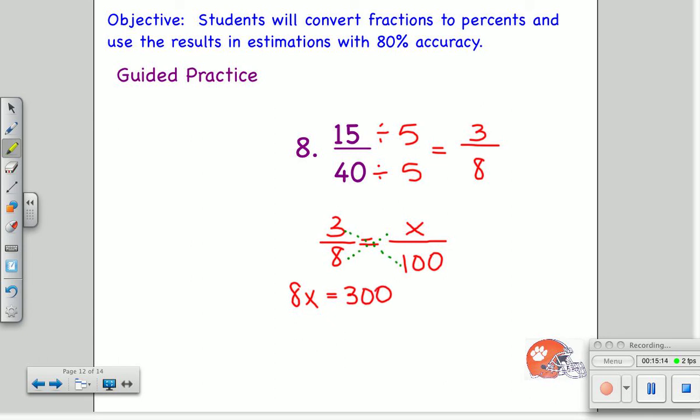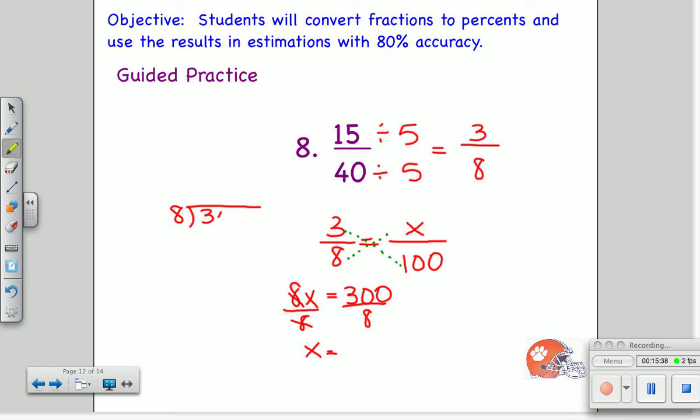And now to solve for x, 8 is being multiplied by x. The inverse operation or opposite of multiplication is division. And I want to get rid of that 8, so I have to divide by 8 to get rid of it. That gets rid of it. Now I just have x. So on this side, I also have to divide by 8. 8 goes into 300. That's not something I automatically know, so I have to do long division.